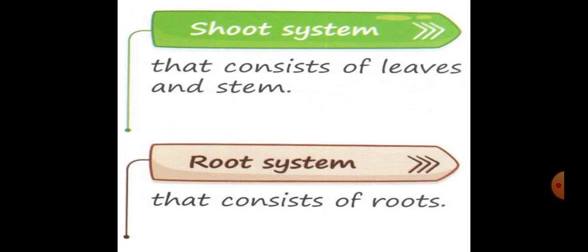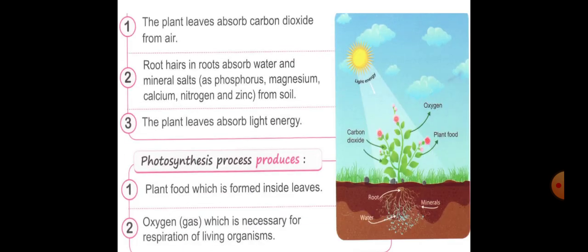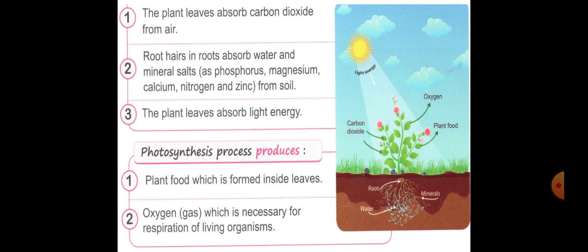So any plant consists of shoot system and root system. The shoot system consists of leaves and stem. The root system consists of roots and root hairs. The root system and shoot system participate together in making the plant food by the photosynthesis process. Of course, you know this process.